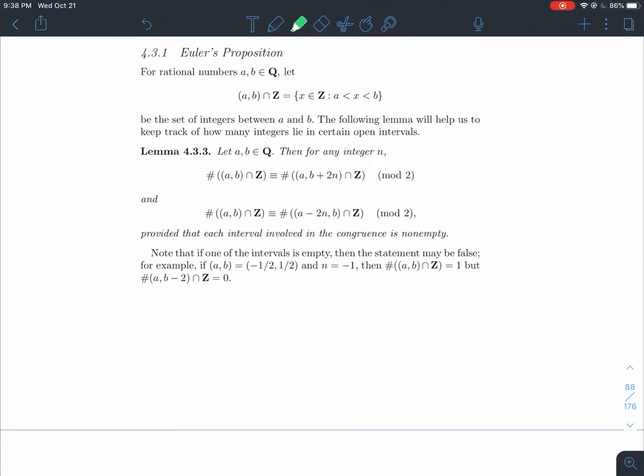This is a short video about 4.3.1 Euler's proposition. This is the second step to Gauss's proof of the quadratic reciprocity theorem. So before we get into Euler's proposition, let's look at some notation here.